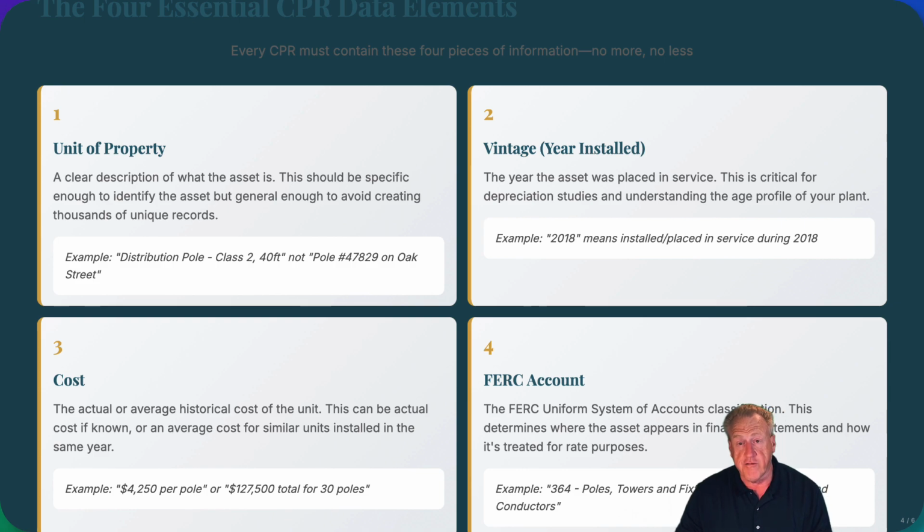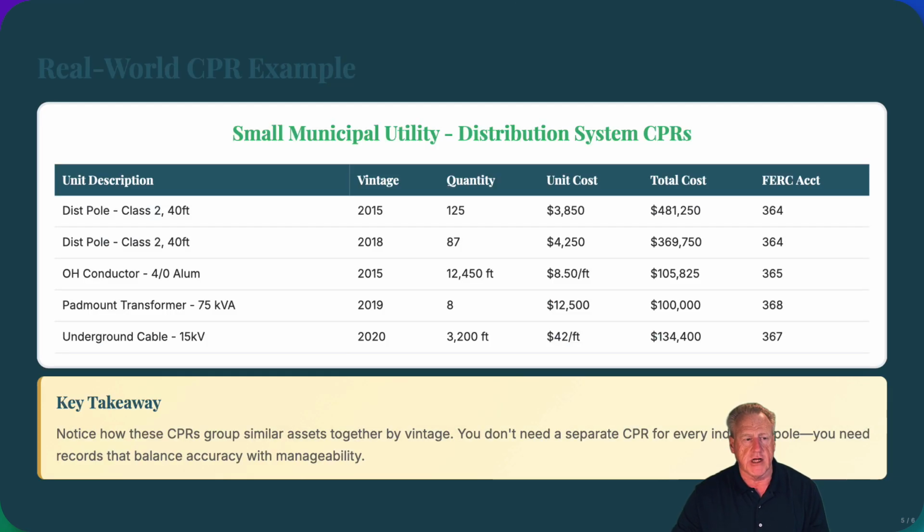And then finally, the 4th element is what FERC account it is assigned to. The FERC Uniform System of Accounts classification. So when you look at a CPR unit, you know what it is, when it was placed into service, what the historical cost was, and how it should flow to the FERC Uniform System of Accounts on your general ledger.